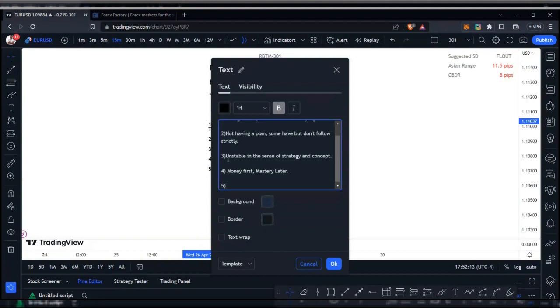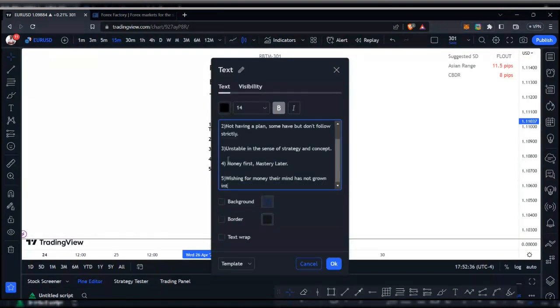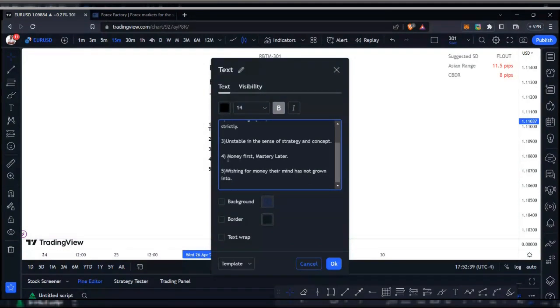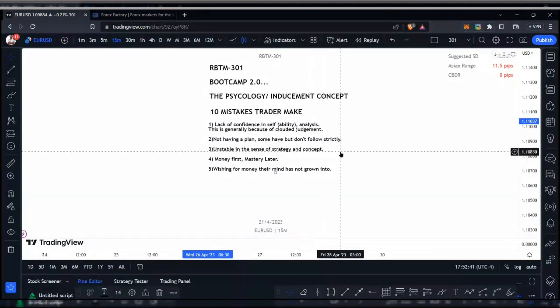All right, number 5, I said wishing for money their mind has not grown into. I like this one very well. Wishing for money their mind has not grown into.